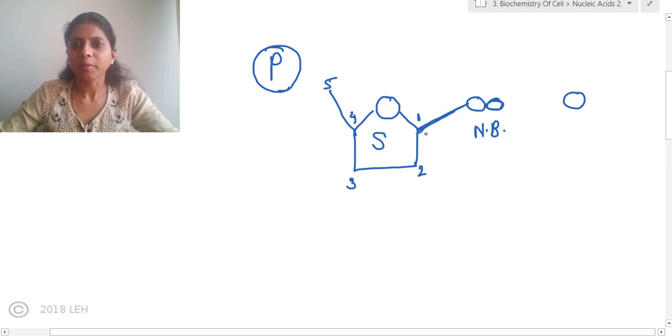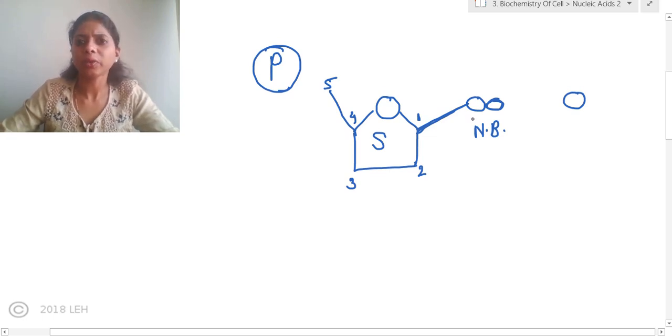So from the first carbon it joins to the nitrogen from the nitrogenous base. Nitrogen 1 and nitrogen 9, but we need not go into that much detail. You just need to remember nitrogen joins to the first carbon to form a bond, and this bond is called glycosidic bond.